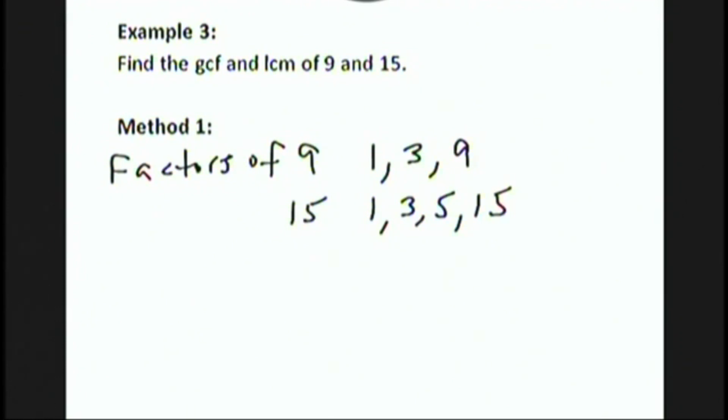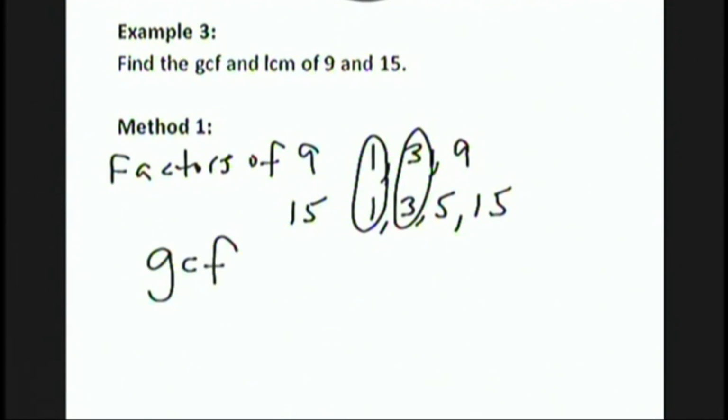Now I'm going to circle the common factors. 1 and 3 are common factors to both 9 and 15. So the greatest common factor is the bigger of those numbers, which is 3.